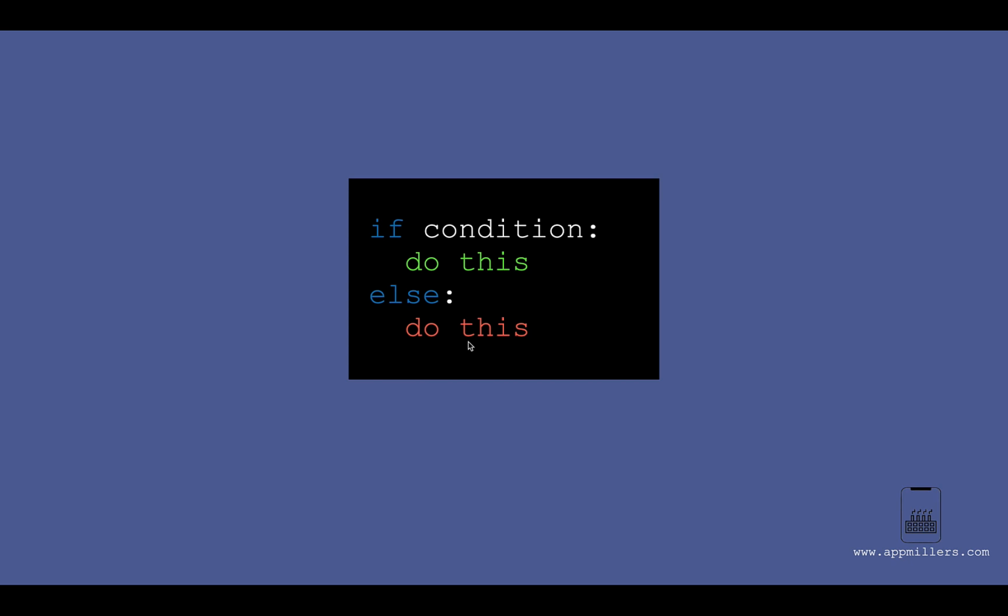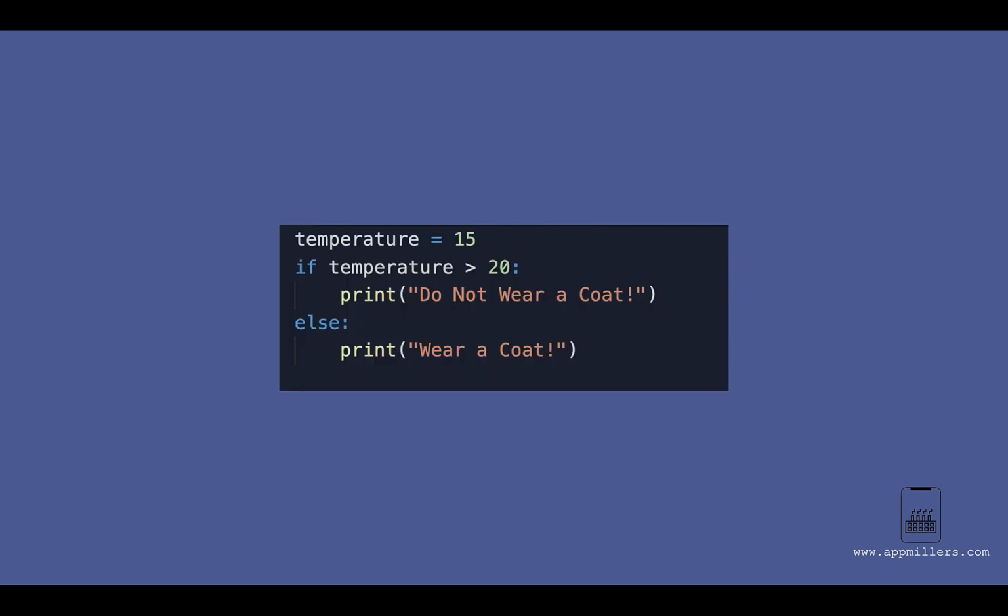So we could represent the previous weather situation with code something like this. Here, I create a temperature variable with an assigned value of 15, and then the code block can be like this. First we are checking if this temperature is greater than 20. In this case we are not going to wear a coat. Otherwise we are going to wear a coat. So if the temperature is 15, it's going to print out to the console: wear a coat, because in this case the weather is cold, so we need to wear a coat.